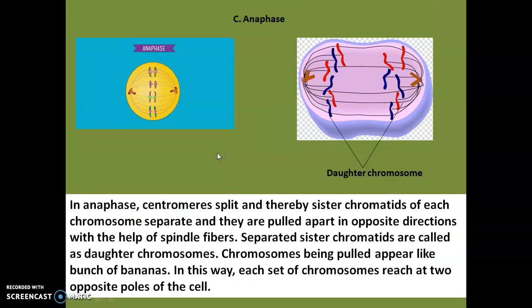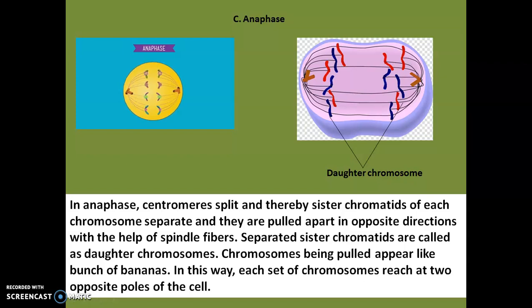Third phase is anaphase. What is anaphase? In anaphase, the centromere splits and thereby the sister chromatids of each chromosome separate. Now see here in this diagram, what you can see here is the same blue and green chromatids from before. Now what you can see here is that these are separated and have moved apart from each other.